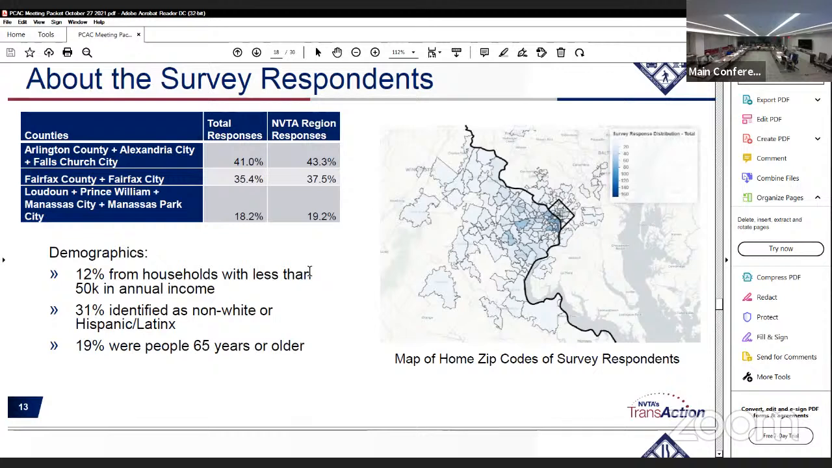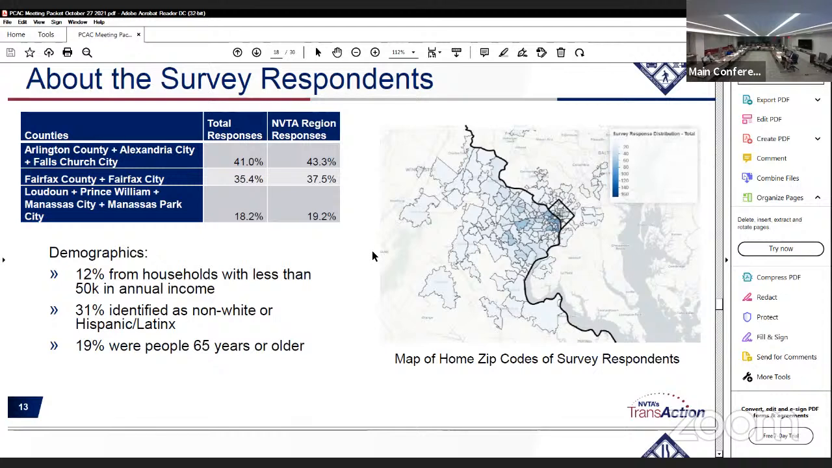Fairfax was also a little low, 37 versus 47% of the population. For Manassas, Loudoun, and Prince William, the actual population share is higher, closer to 37%. So that's why we're going to break things up by geography, so you can see how those different areas responded.